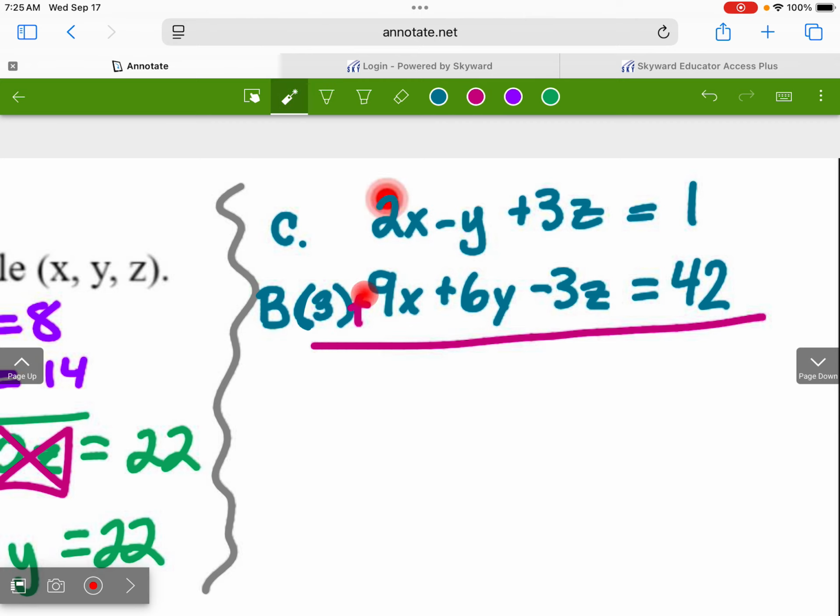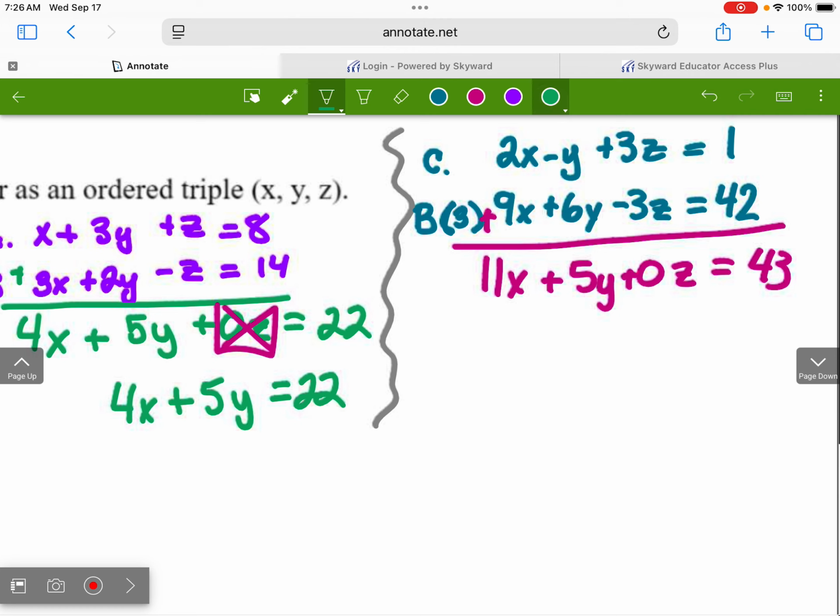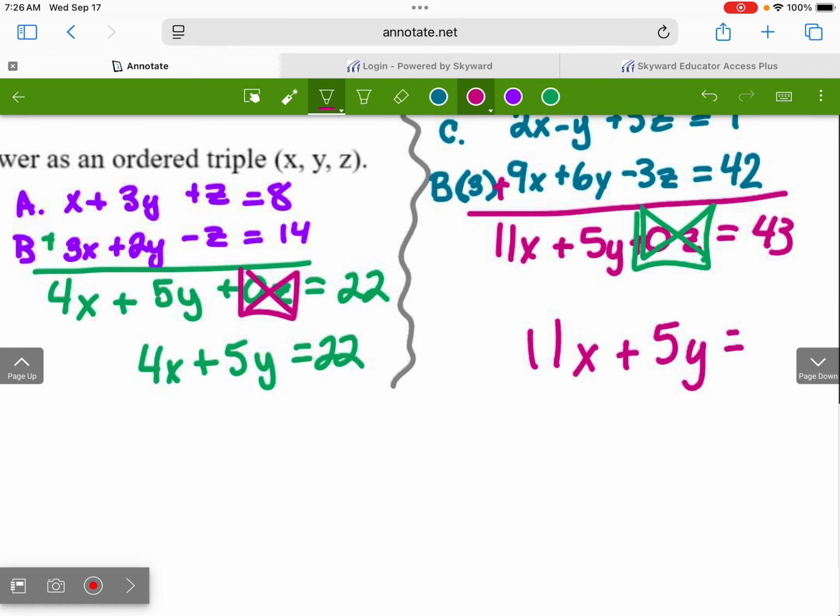Looking at our x's, I've got 2x plus 9x, giving us 11x. I've got minus y plus 6y. It's going to give us a 5y. 3z plus the minus 3z gives us a 0z. And then we get 43. So again, the whole point is that something cancels out here. So we got our 11x plus 5y equals 43.